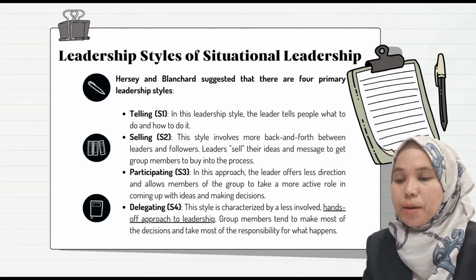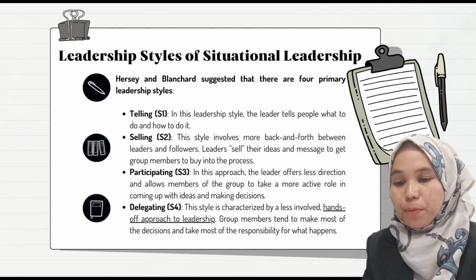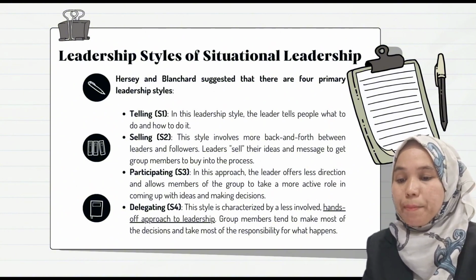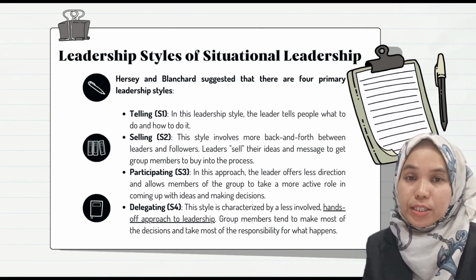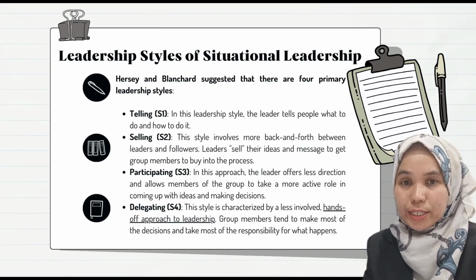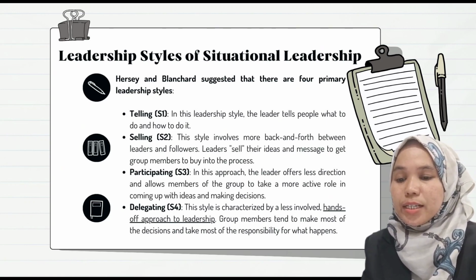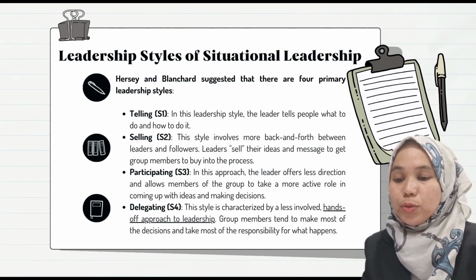The third is participating. In this approach, the leader offers less direction and allows members of the group to take a more active role in coming up with ideas and making decisions. And the last one is delegating. This style is characterized by a less involved, hands-off approach to leadership.